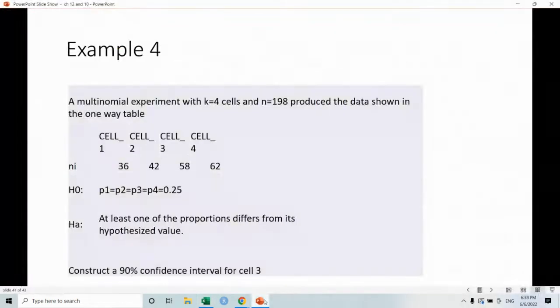All right, let's do another example. We have a multinomial experiment with k equals 4 cells and a sample size of 198 that produce this data. We have n i, our observed values: 36, 42, 58, 62. Our null hypothesis is that we expected all the proportions would be 0.25. The alternative is that at least one of those proportions is wrong.